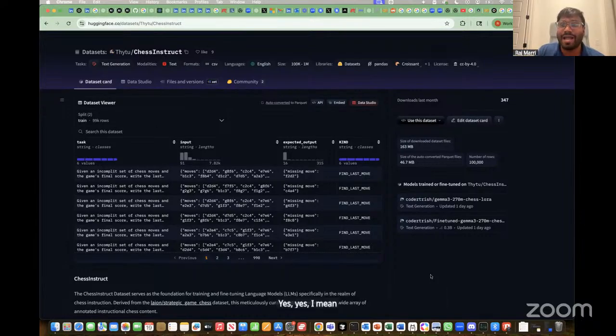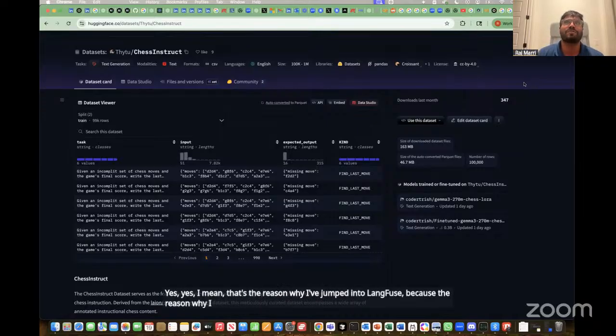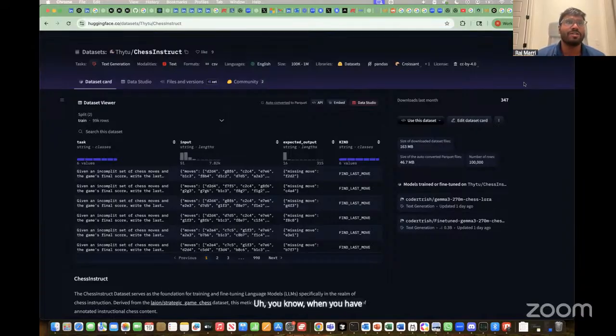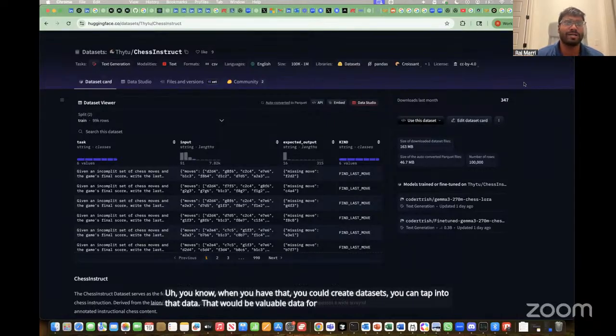I mean, that's the reason why I've jumped into LangFuse, because the reason why I put LangFuse there is because you need observability to begin with, and when you have that, you could create data sets. You can tap into that data. That would be valuable data for you to later on have your SLM trained on.